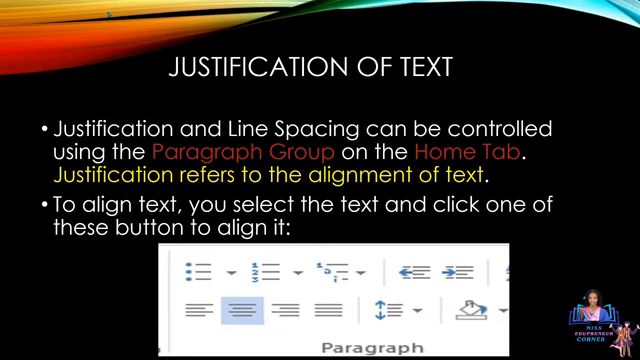So how are the texts aligned on the page? Are they aligned to the left? Are they placed in the middle? Are they to the right? Or are they in between the right and the left? To align text, you select the text and click one of these buttons to align it. And the buttons are found on the paragraph group on the Home tab.